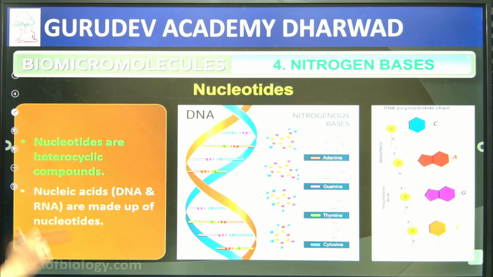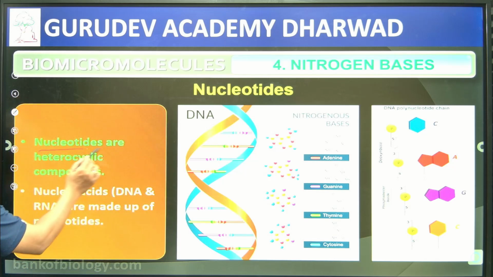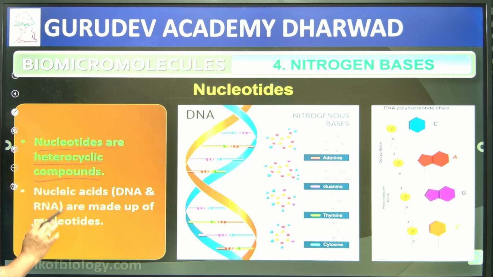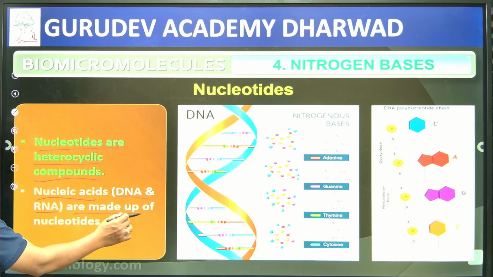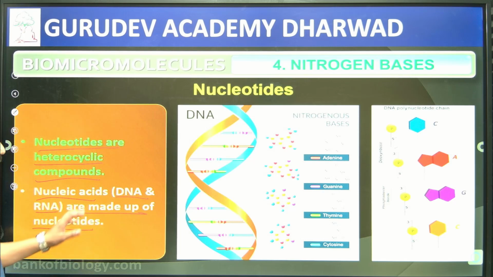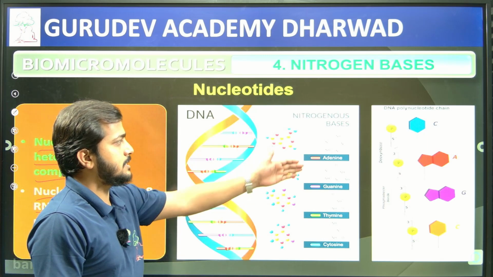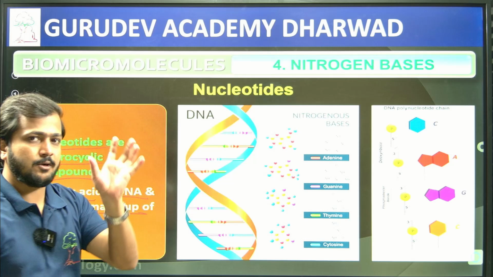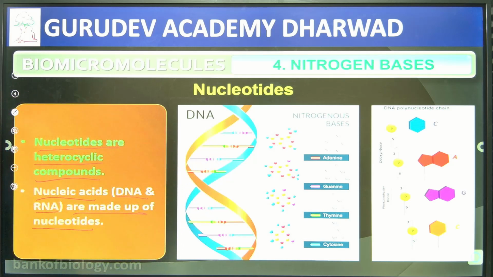So majorly with respect to the nucleotide, nucleotides are known to be heterocyclic compounds. Nucleic acids like DNA and RNA are made up of nucleotides. So the molecules known as DNA and RNA are actually made up of nucleotides. So like this you can find the structural arrangement, in which adenine is attached with respect to the phosphate and even with respect to the pentose sugar to form the nucleotide.